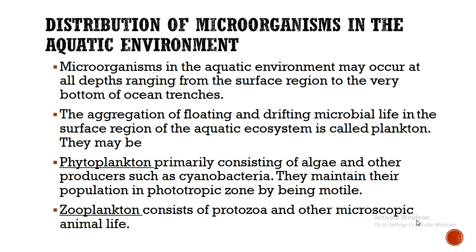The aggregation of floating and drifting microbial life in the surface region of the aquatic ecosystem is called plankton, and it may be primarily composed of algae, which is known as phytoplankton, or it may be predominantly protozoa and other minute animal life, and then they are known as zooplankton.